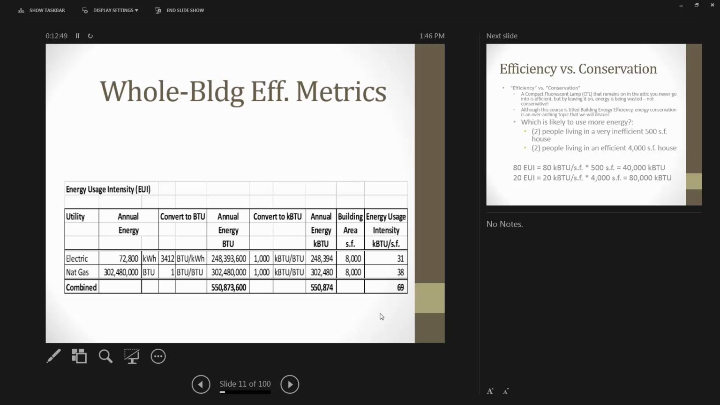So if you had, for example, a building that was 16,000 square feet and you had the annual energy usage for that, you can run the same math and you'd come out to that energy use intensity. Does that make sense?